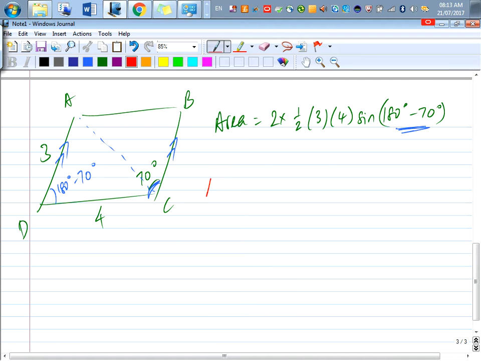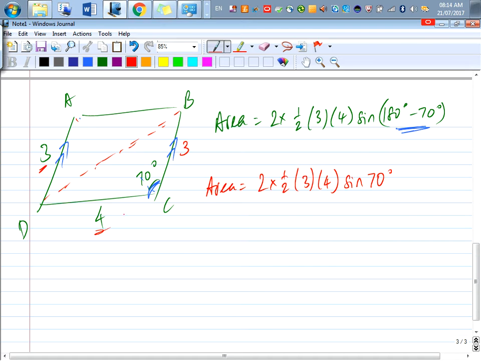Okay, so another one, area equals to 2 times half times 3 times sine 70 degrees. Do you all know why? Because this is 3, right? So this must also be 3. Okay? Then what do I do? I divide it this way. So what do I have now? I have one triangle here. I have the same triangle here. The side is 4, and the other side is 3. Included angle is 70. So it is 2 times half times 4 times 3 times sine 70. Okay? You should get the same answer also.